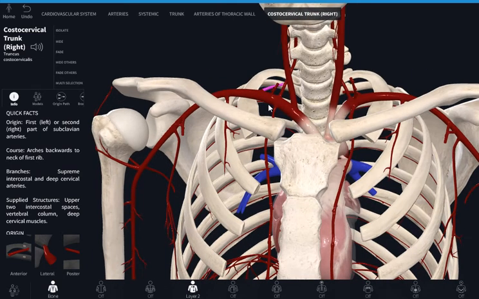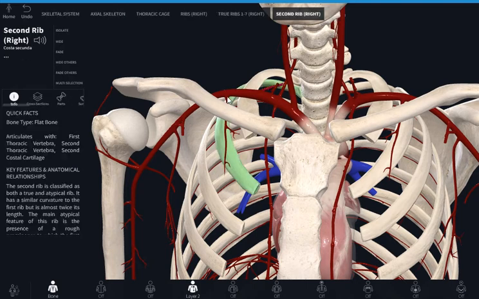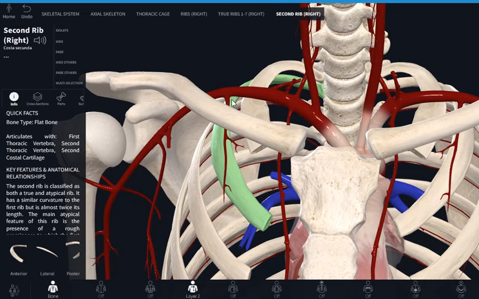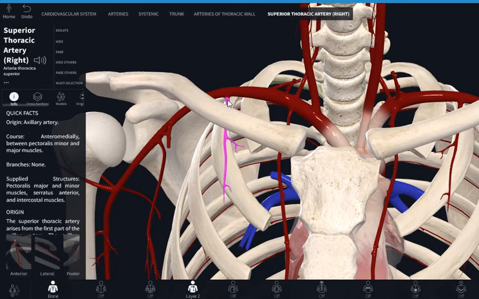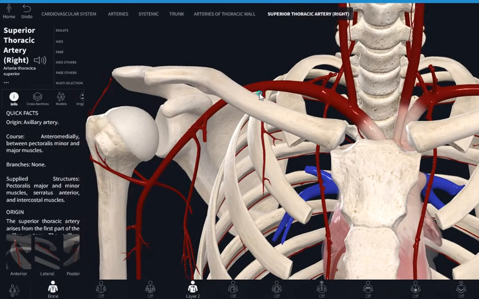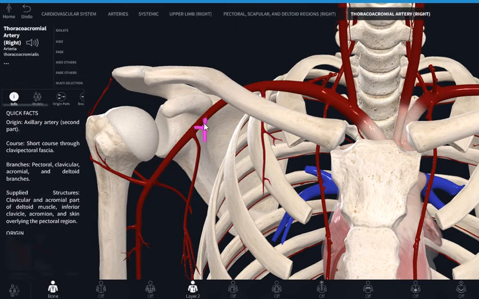Now, this is the proximal part of the subclavian artery. The middle part of the subclavian artery is going to give this artery. This particular one is going to be called the superior thoracic artery. So this is the artery which is involved. Now you have again this other artery here. This artery is the thoracoacromial artery.